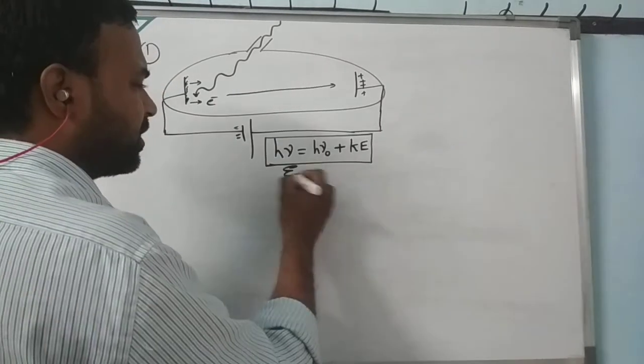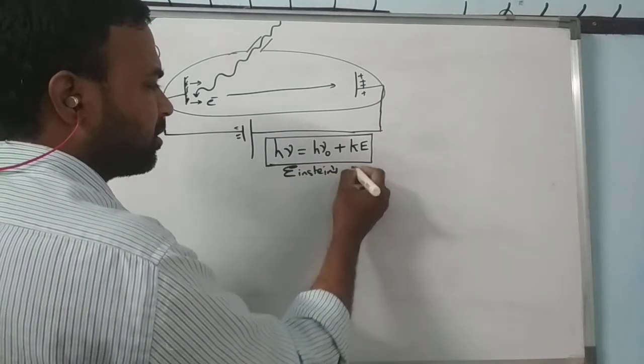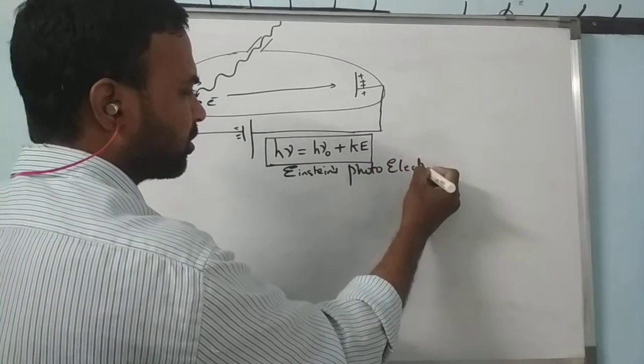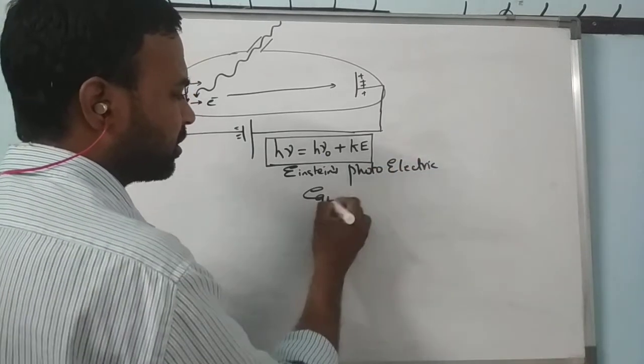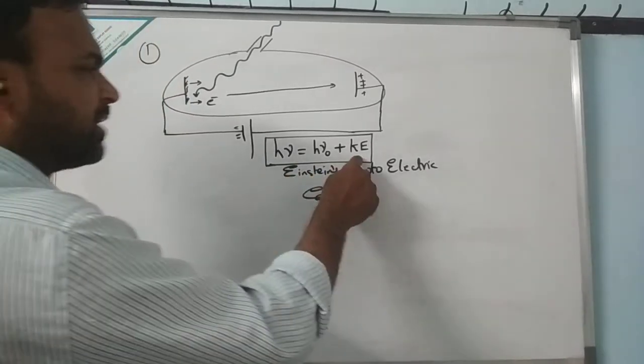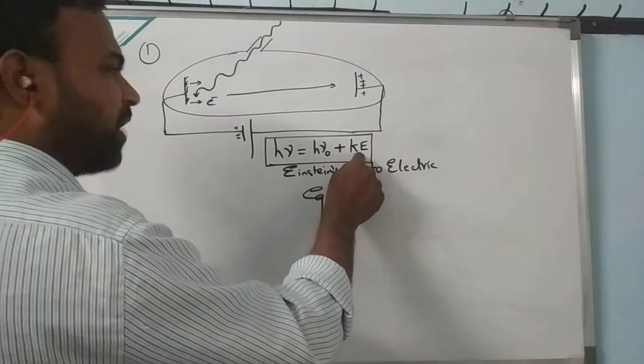I am writing it down. Einstein photoelectric equation. Now, how do you get this kinetic energy? That is the problem. How do you get the value of kinetic energy?